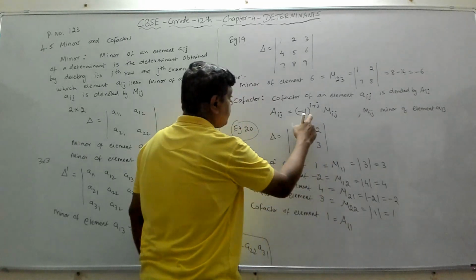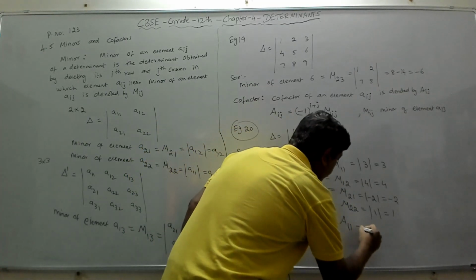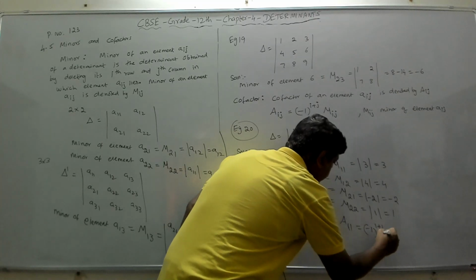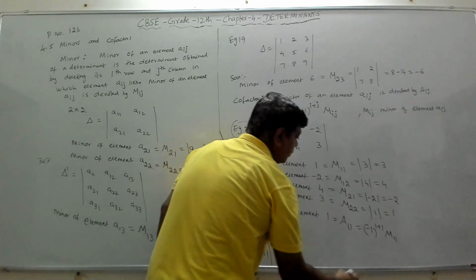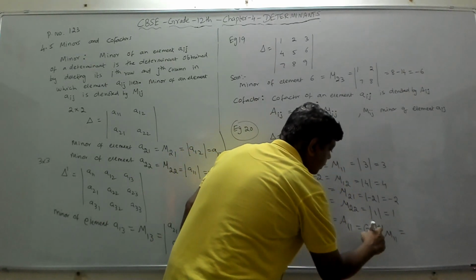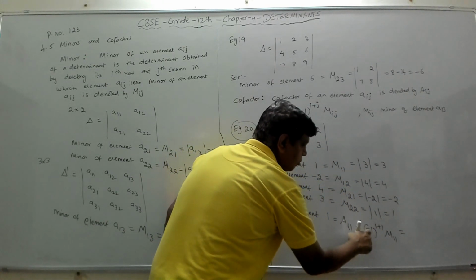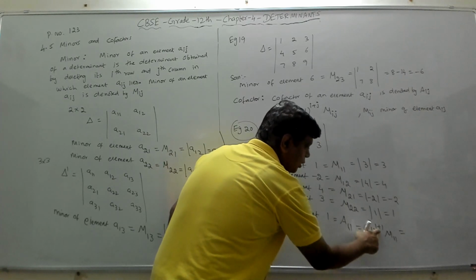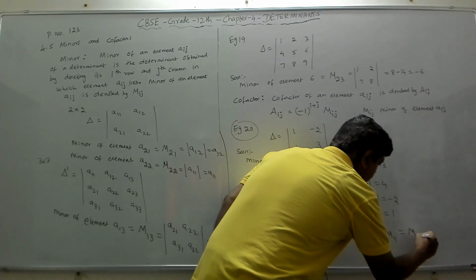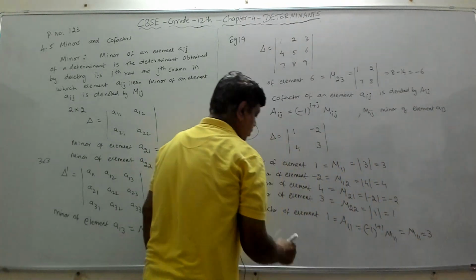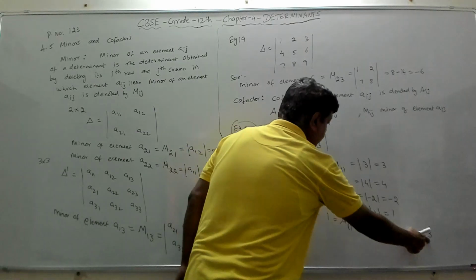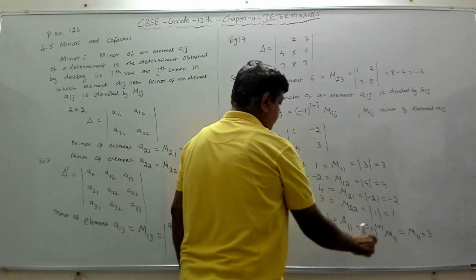And that is, as per the definition of the cofactor, equal to minus 1 power 1 plus 1, because i is 1, j is 1, of M11. Minus 1 power 1 plus 1 is 2, minus 1 square is plus 1. So it is M11, and M11 is 3. So the cofactor of element 1 is 3. The cofactor of 1 is the same as the minor.